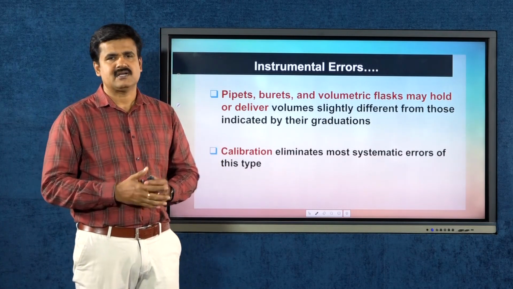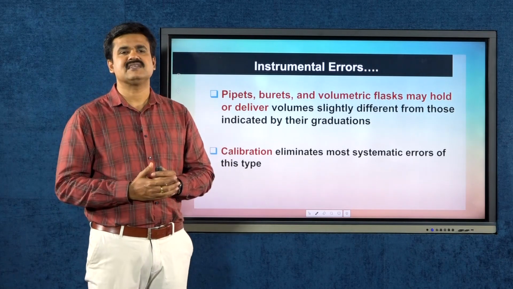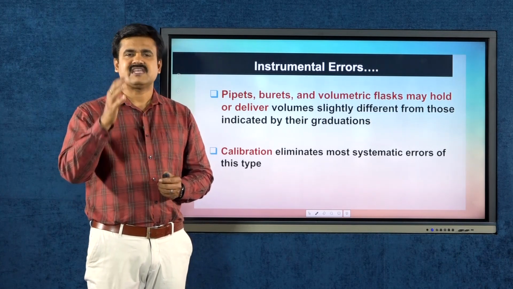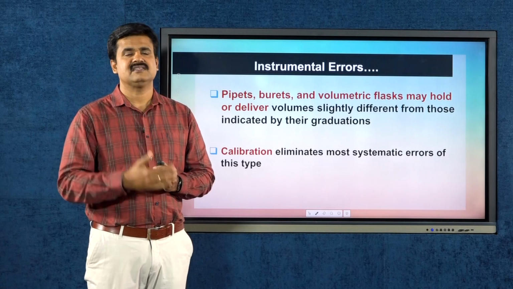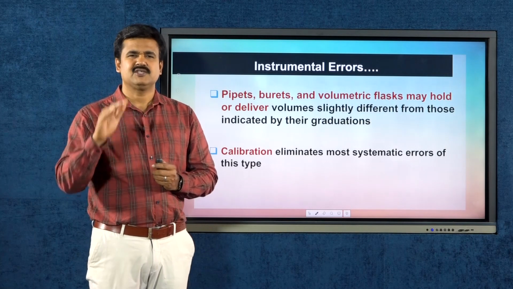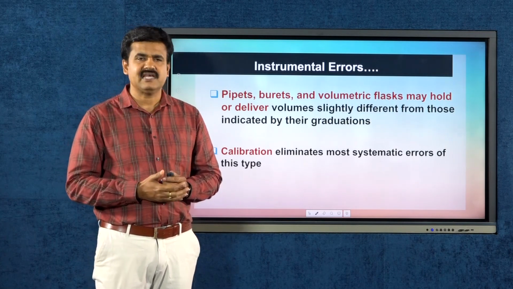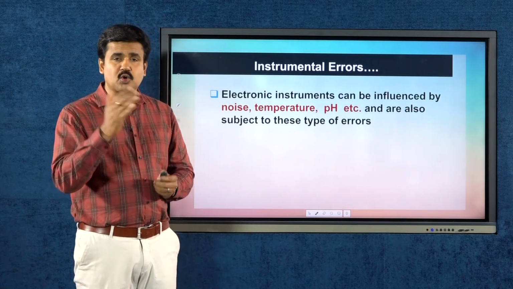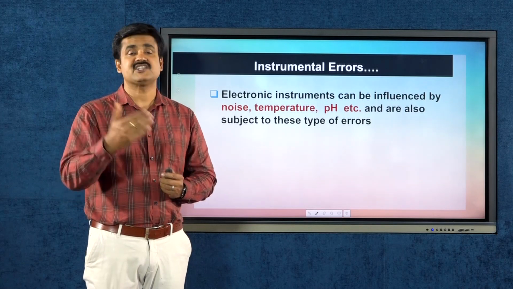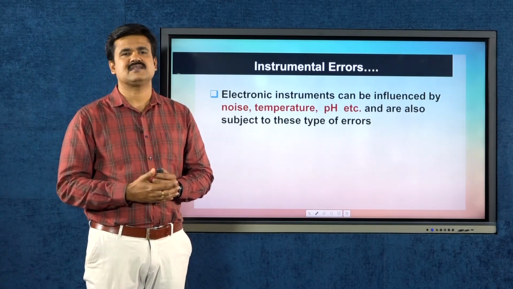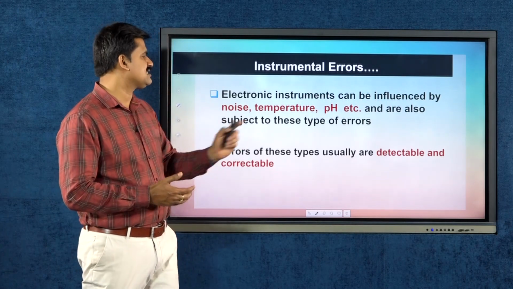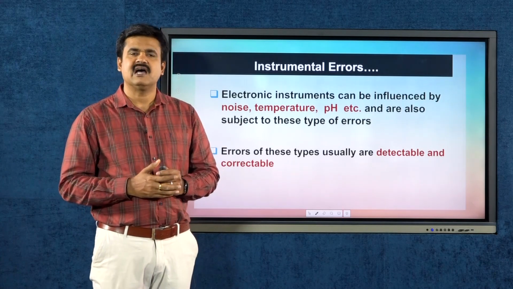Calibration, however, eliminates most systematic errors of this type. That is the advantage of instrumental error. We can locate the error and we can calibrate the instrument, and proper calibration of the instrument can eradicate the instrumental error to a better extent. Now, electronic instruments can be influenced by noise, temperature, variation in the pH, and are also subjected to these types of instrumental errors. Errors of this type usually are detectable and correctable.